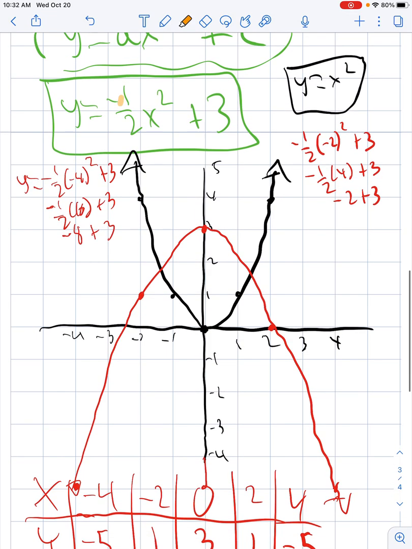Again, why did it flip upside down? It flipped upside down because of this negative. It had a factor of 1/2. So again, that's why it's wider. And then it had a vertical shift of up 3 or plus 3. So that's why we added 3. We could use Desmos to do that as well. Okay, let's see here.